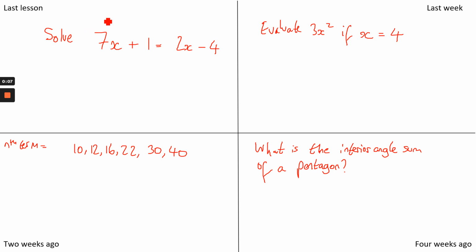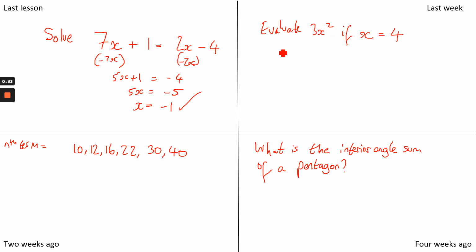Okay, so for the first one, you should have by now realised that we need to take away the smallest x from both sides. So if we subtract 2x from both sides, we get 5x plus 1 is equal to negative 4. If I then subtract 1 from both sides, I get 5x is equal to negative 5. Divide both sides by 5 and you get x is equal to negative 1.